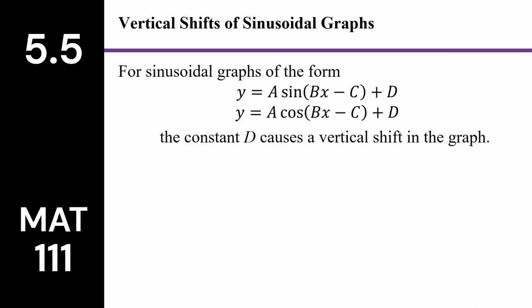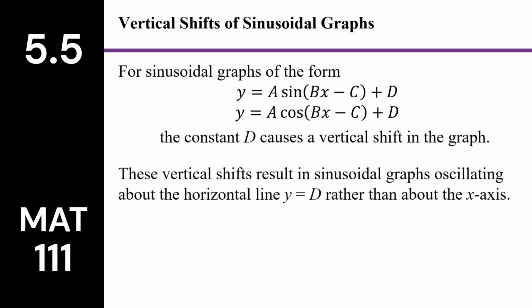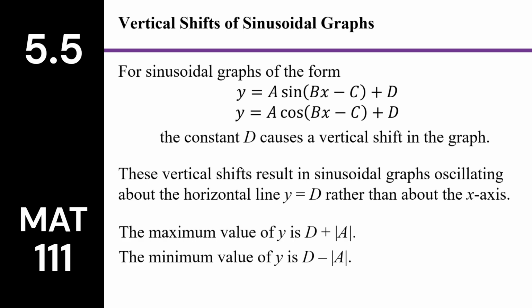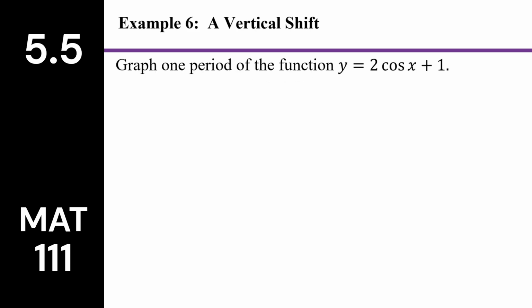For sinusoidal graphs of this form, the constant d will cause a vertical shift in the graph. Up if d is positive, down if d is negative. And such shifts will cause the sinusoidal graph to oscillate around the horizontal line y equals d rather than around the x-axis. The maximum value of y will be d plus the amplitude, and the minimum value of y will be d minus the amplitude. In this example, we're asked to graph one period of the function y equals 2 cos x plus 1.